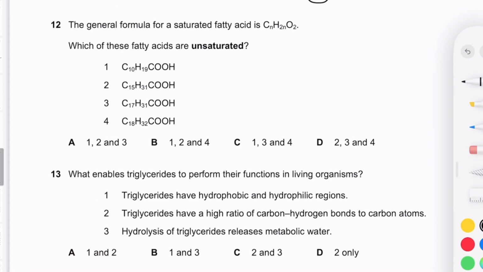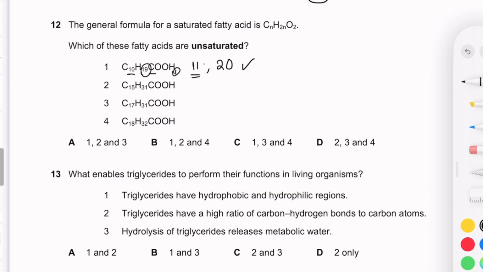The general formula for saturated fatty acids is CnH2nO2. Which of these fatty acids are unsaturated? Okay, so we have to count the number of carbon atoms and see if the number of hydrogen atoms is double it, then it is saturated, and hence the answer would not include it. So let's start with number 1, C10. So we have 10 plus 1 carbon atoms, that's 11, and a total of only 20 hydrogens, when double of 11 is 22, and so it's actually unsaturated.